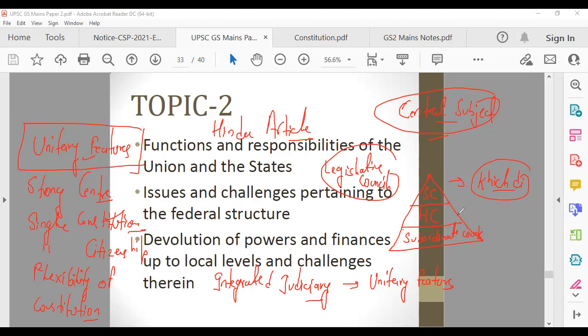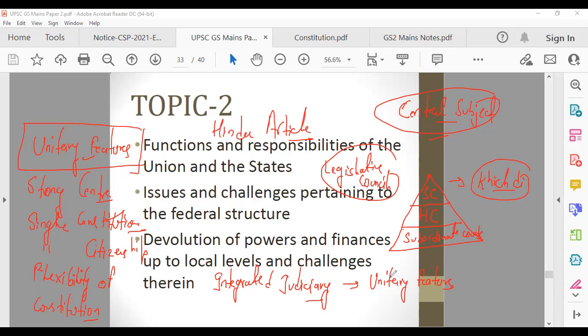The Supreme Court is at the top, the High Courts are below them. That means you're saying the courts at the states are subservient to the court at the center, which in a way promotes the unitary feature. You're saying the courts at the states are less powerful than the court at the center. So that's why integrated judiciary is a unitary feature.